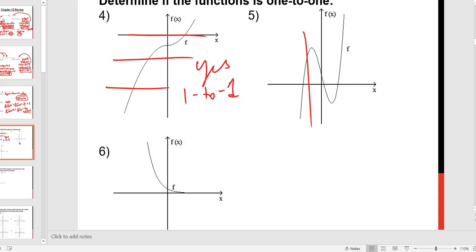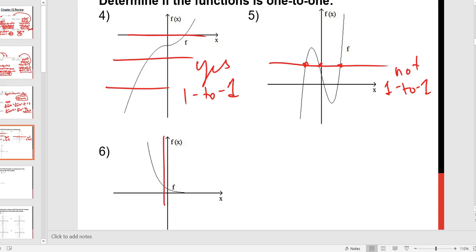This one, vertical line, no problems there. Horizontal line, we got a problem. This crosses 3 times, which means even though this is a function, it is not a 1 to 1 function.